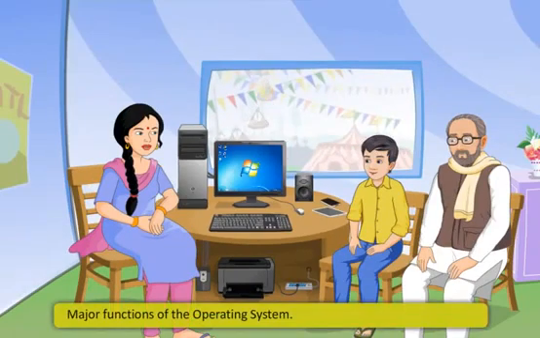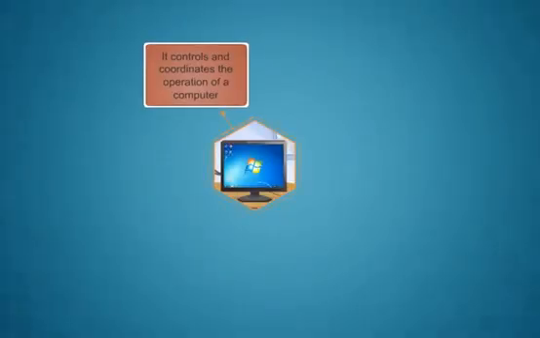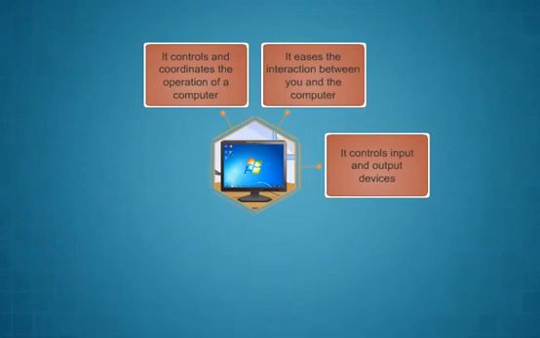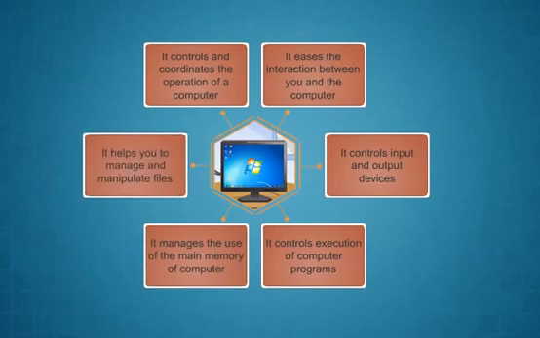The major functions of the operating system are: it controls and coordinates the operation of a computer. It eases the interaction between you and the computer. It controls input and output devices. It controls execution of computer programs. It manages the use of the main memory of the computer. It helps you to manage and manipulate files.